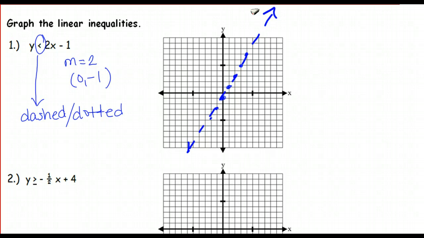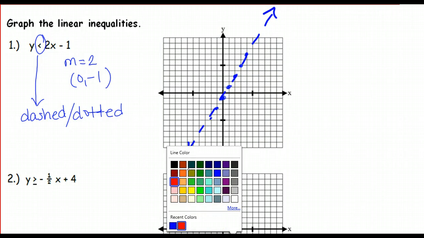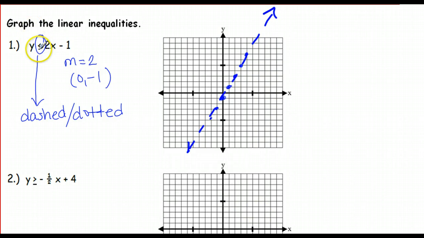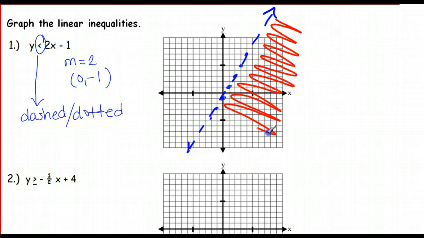Alright, so now we have to figure out which side to shade. Let's go ahead and shade with red. Now we want values that are less than, and for less than you shade below the line, which would be over here, and if your line is a vertical line, then you would shade to the left. Now yesterday, a lot of people were having trouble deciding what side to shade.